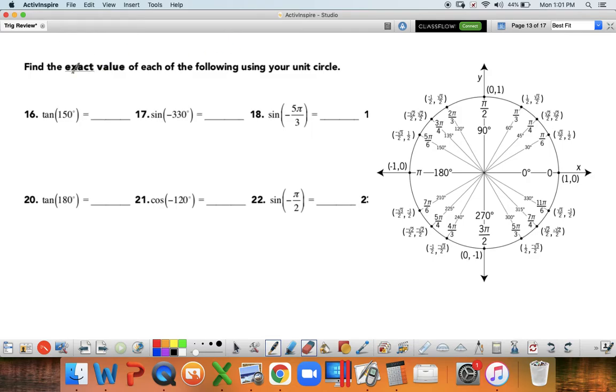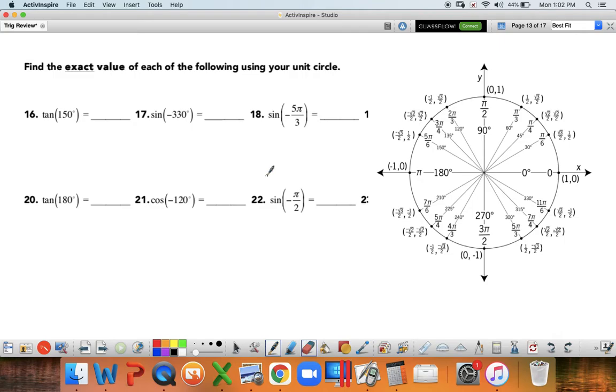So when you see the word exact, that means you cannot use decimals. You've got to be giving me answers that have the square root of 3 or the square root of 2 or whatever the case may be. You can check these on your calculator, but remember, if it winds up being the square root of 3 over 2, your calculator won't tell you that. It will be 0.8666, whatever the case may be.